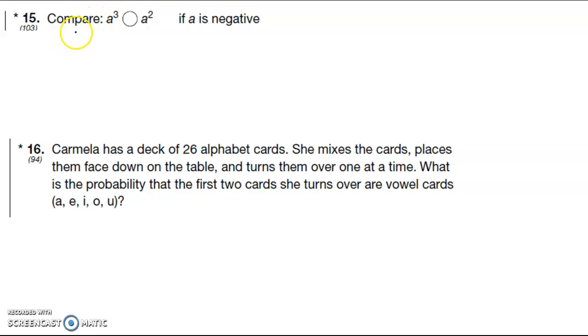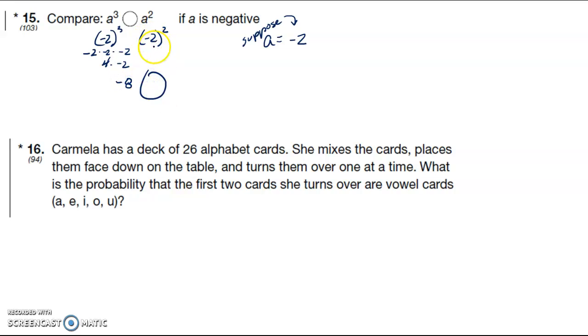Okay. Compare A cubed and A squared if A is negative. So let's call A -2. We're just supposing. Suppose A is -2. That would mean that this is -2 times -2 times -2. -2 times -2 is +4, times -2 is -8. And then here I have -2 times -2, which is +4, which means that's going to be greater.